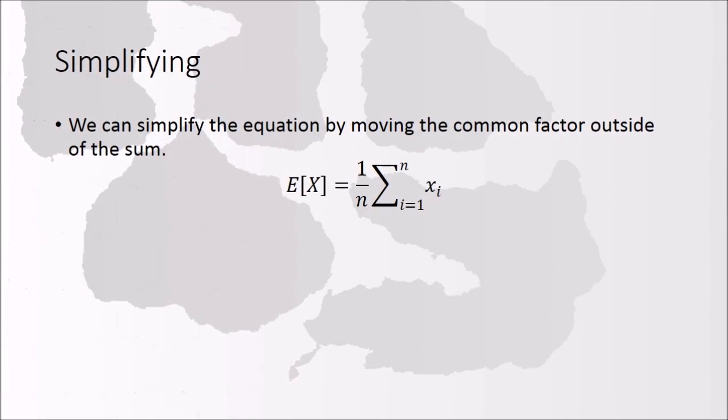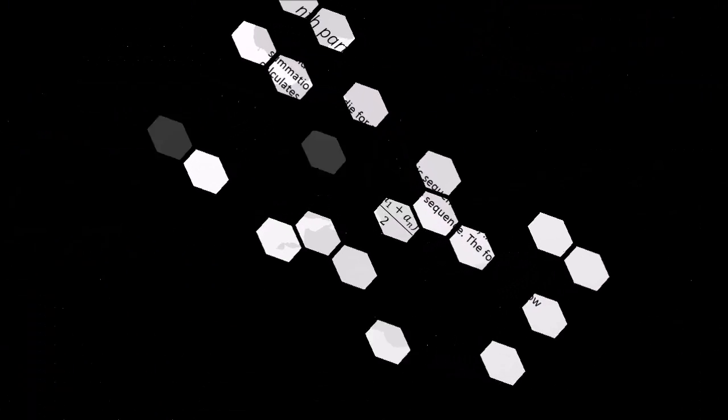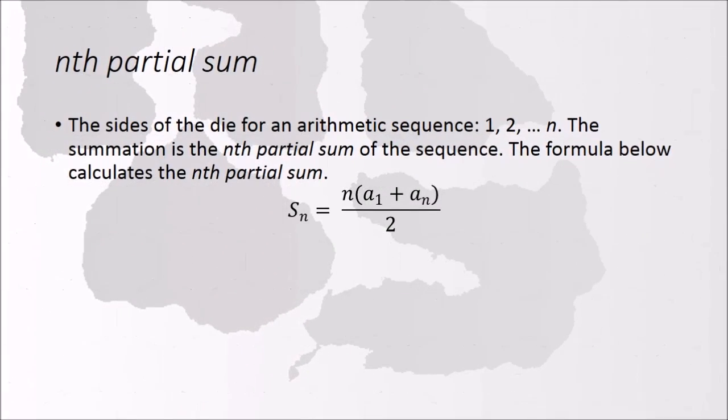But we can simplify that even more by moving the common factor outside. So now we know that the expected value for a random variable x is actually 1 over n times the summation from i equals 1 to n of x sub i. The sides of the die form an arithmetic sequence. They go 1, 2, 3, 4, 5, 6, 7, and all the way up to the number of sides. That's assuming that you've got a normal die. If you've got some really odd die where it goes like 1, 3, 11, 13, you can actually calculate it, but you need to know the mathematical formula to calculate the next number.